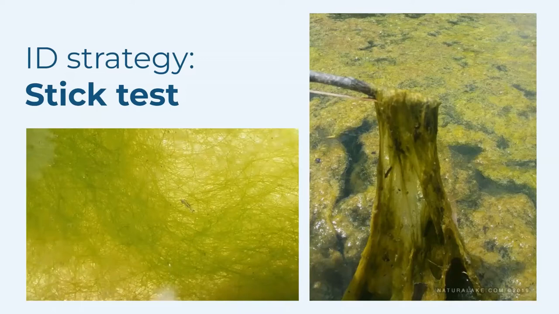it's going to be attached. It's going to pull up all together. It'll be pretty resistant. And that's your indication that it is filamentous green algae. And so you don't need to worry about cyanotoxins. You are not seeing a HAB.